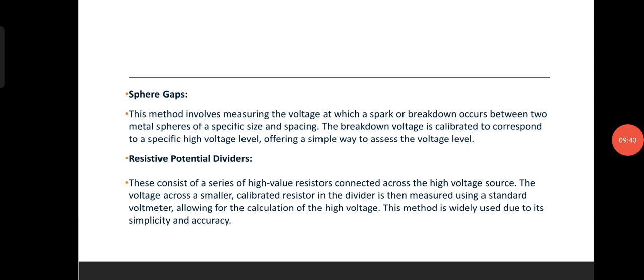As per the sphere gaps, this method involves measuring the voltage at which a spark or breakdown occurs between two metal spheres of a specific size and spacing. The breakdown voltage is calibrated to correspond to a specific high voltage level, offering a simple way to assess the voltage level.